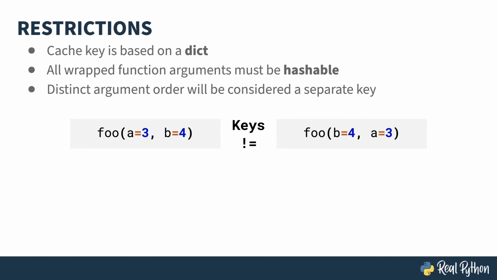If you're using two named arguments but passing them in a different order in a future call, you'll get a cache miss. So foo called with a equals 3 and b equals 4, and foo called with b equals 4 and a equals 3, although programmatically the same thing, end up taking two distinct spots in the cache. These restrictions aren't too bad. As long as you can live with them, you can get the power of caching with an import and a single line of code.